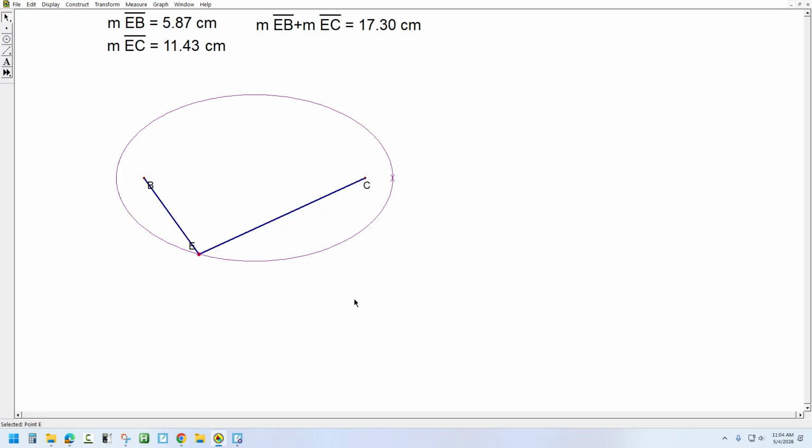Now, it doesn't have to be 17.3 in every ellipse. That's just this one. If I change the size of the ellipse, it would be a different number.